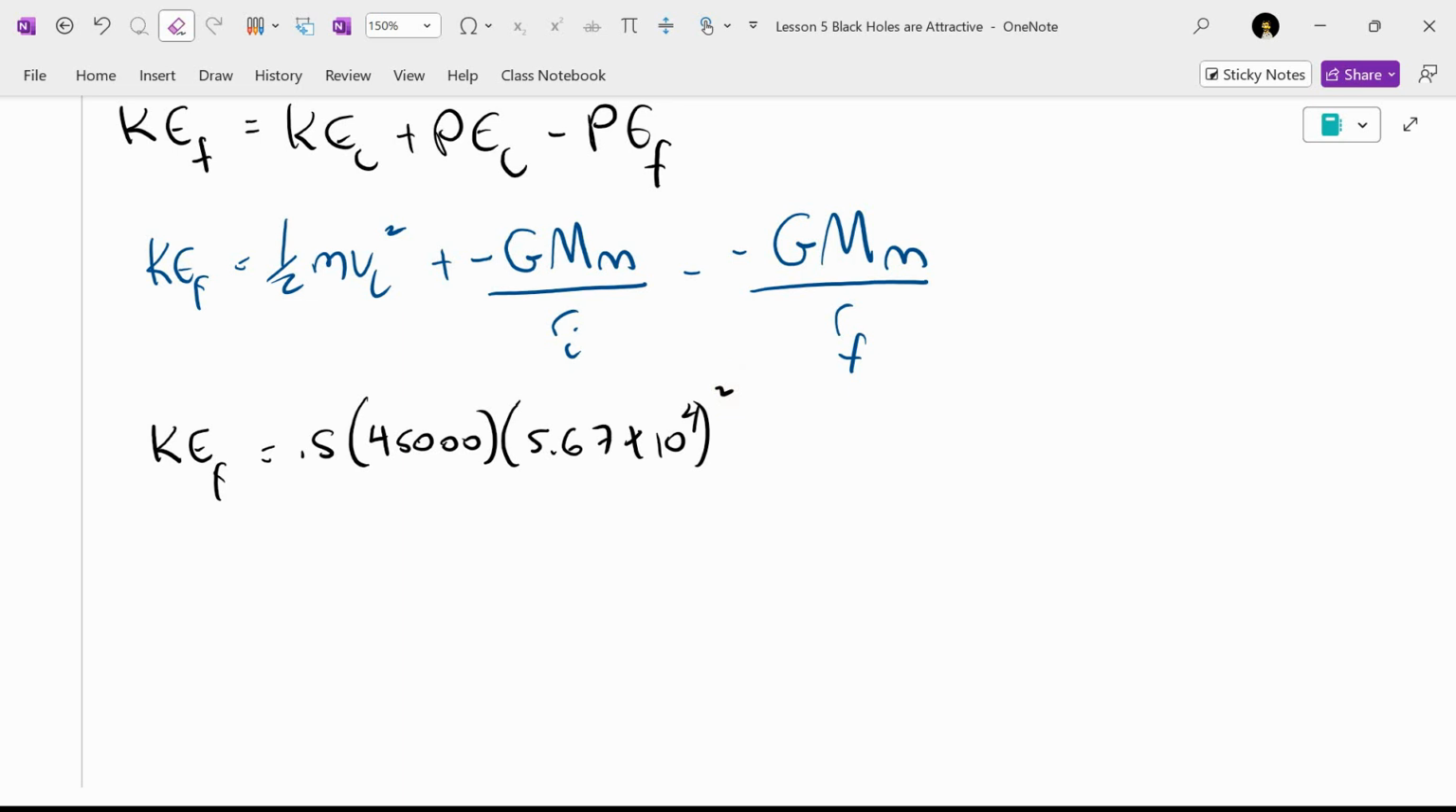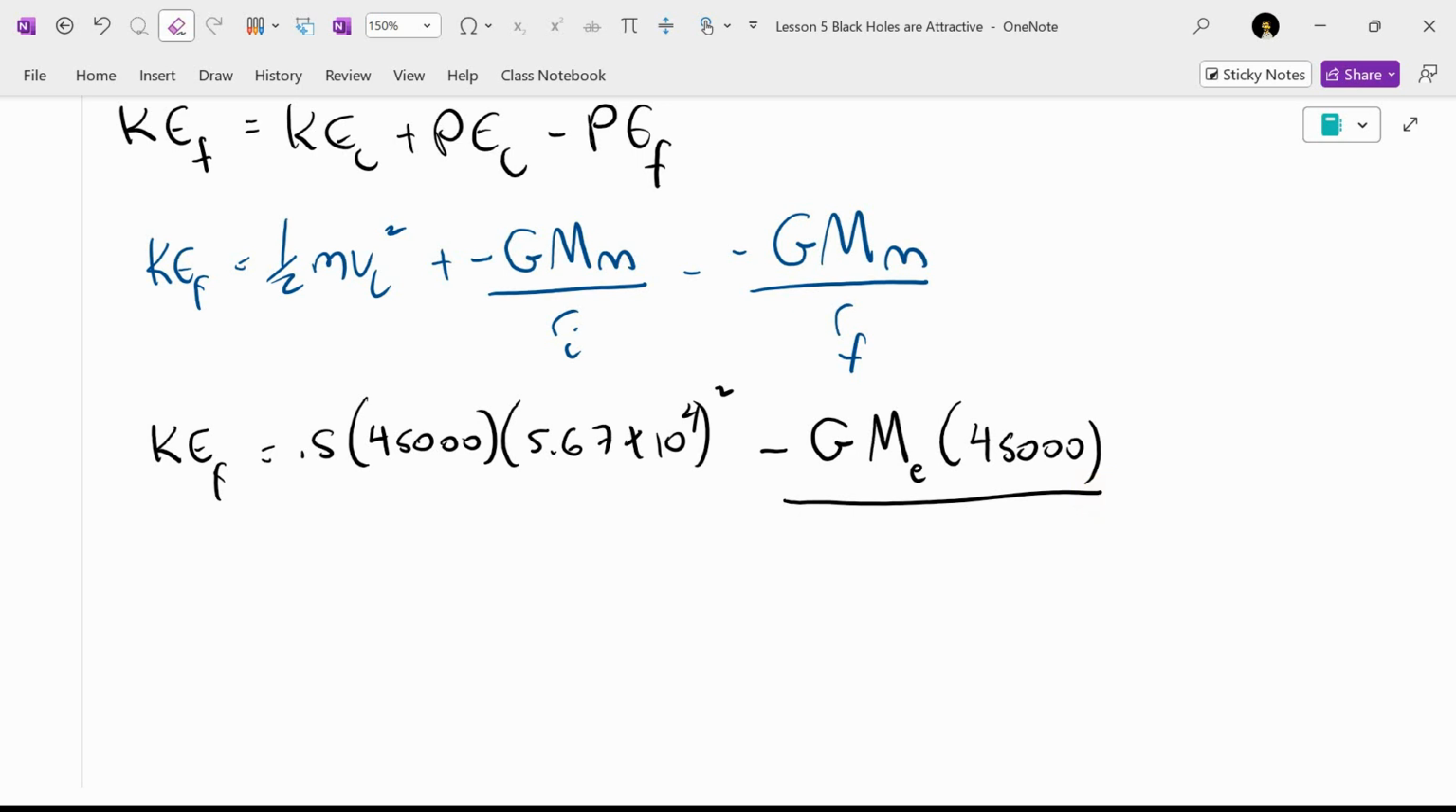Don't forget the squared. And then plus negative, that's just minus. Do we all know what big G is, or do I need to write it out? We're good. Do we all know what big M is? That's the mass of the Earth. I will put the 45,000 there.